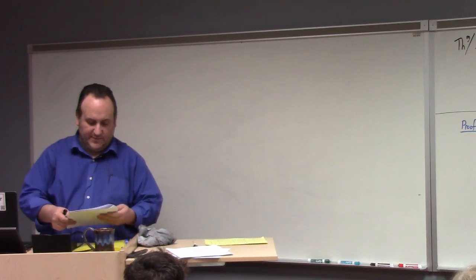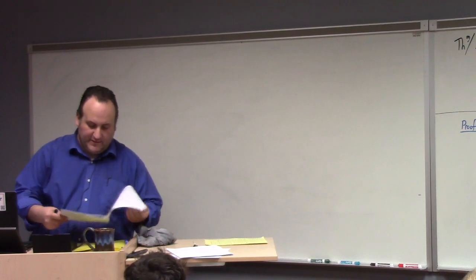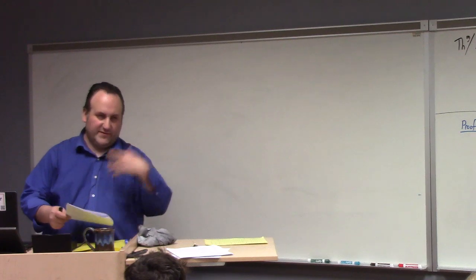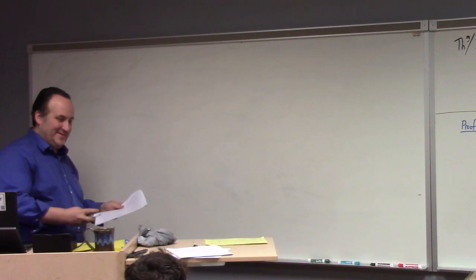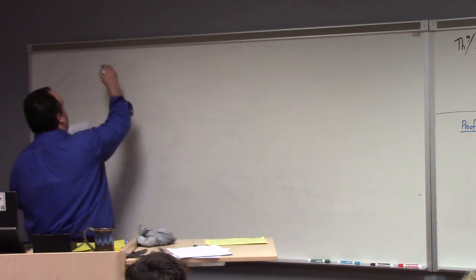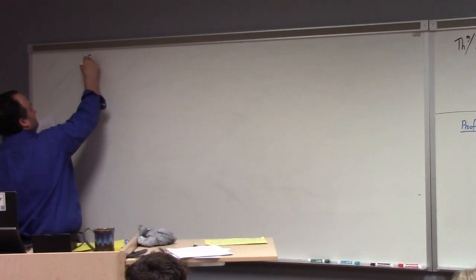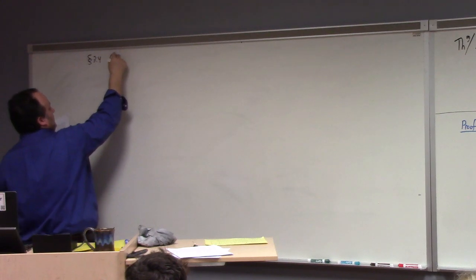Technically speaking, I'm skipping over my section 3.3 here, but I'll probably circle back to it at the very end of class and do it justice. But anyway, here we go. This is section 3.4, which is on Cartesian products.